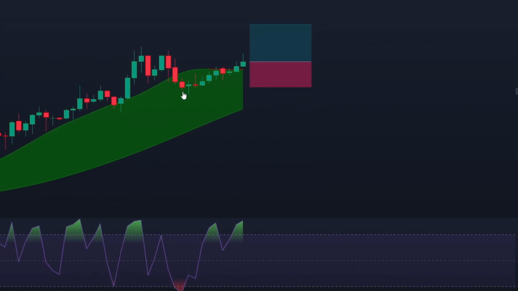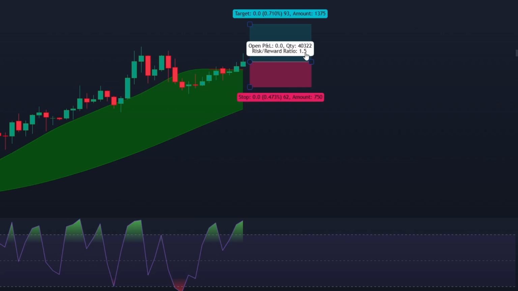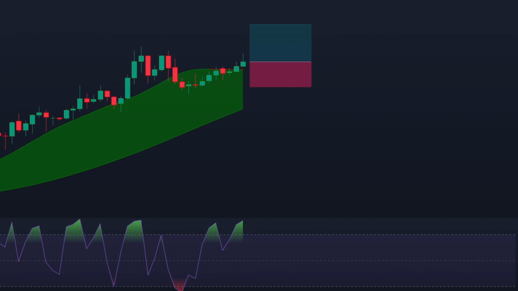The stop loss goes below the low of the pullback, under the deepest swing that formed while price was inside the ribbon. Take profit is set at 1.5 times the risk. This keeps the strategy simple and consistent.